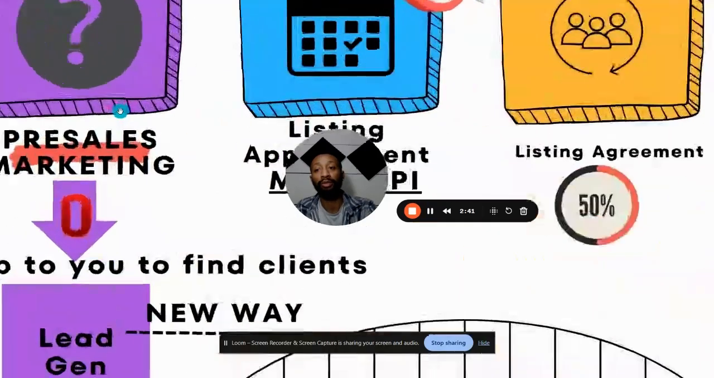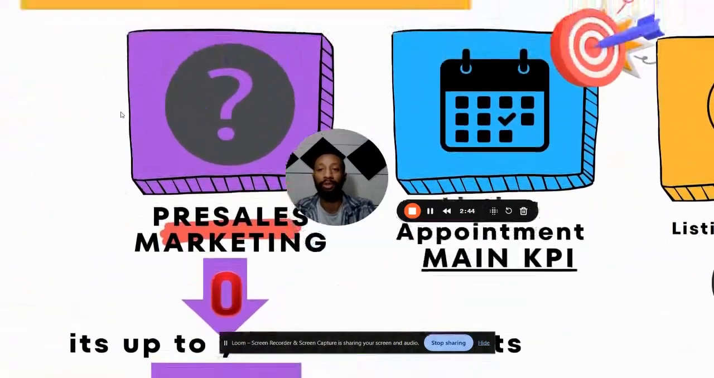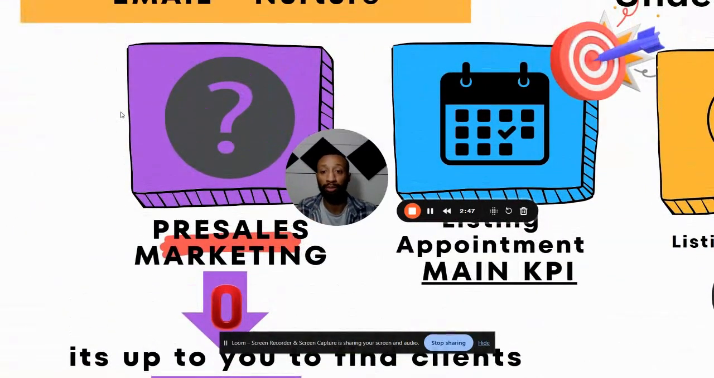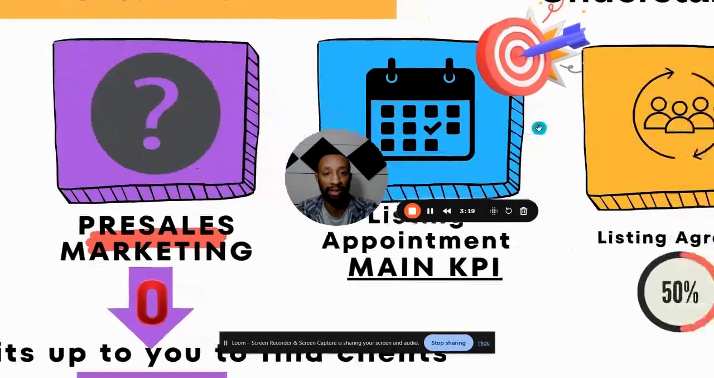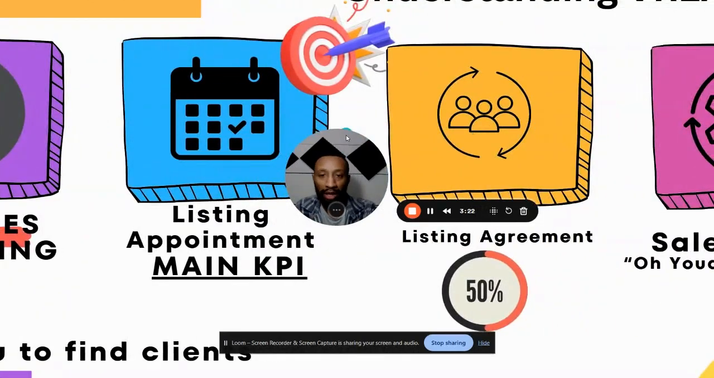So as we zoom in right here, you see we start at this question mark. Now the question mark has a lot to do with what is this? This question mark is pre-sales marketing. When real estate agents first get started, 95% of the time, and let's say 99% of the time, they don't understand this part because all we get talked about is this. Listing appointments, which is the major KPIs, of course. The more listing appointments you get, the more listings you'll close.